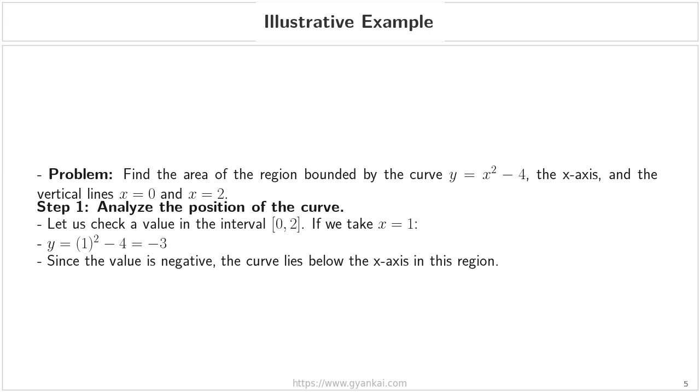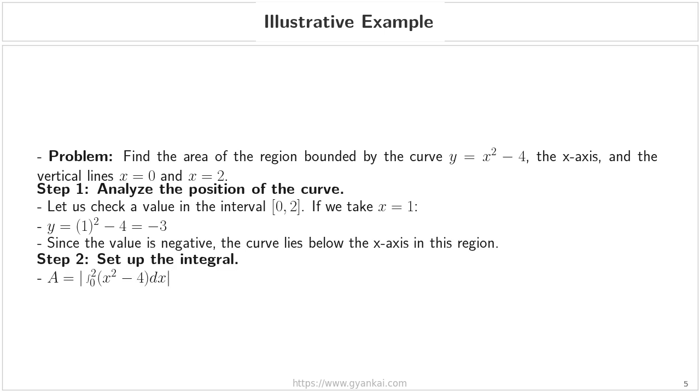Before we start calculating, we need to know if this curve is above or below the x-axis between 0 and 2. To do this, let's pick a simple test value within our interval, say, x equals 1. When we plug 1 into our function, we get 1 squared minus 4, which equals negative 3. Because this result is negative, we have confirmed that the curve lies below the x-axis in this region.